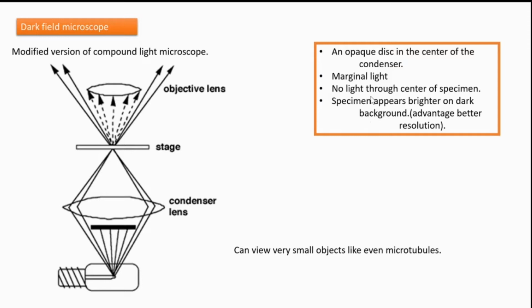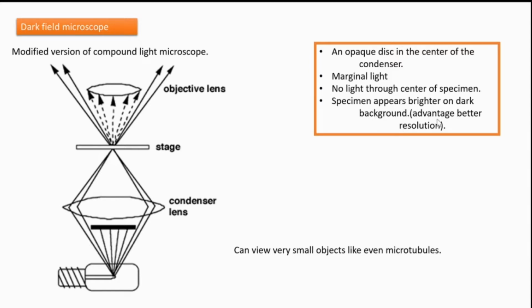So these are the points you need to stress while studying dark field microscope. Presence of an opaque disc in the center of the condenser, then from the condenser a hollow cone of light is falling on the specimen placed on the stage, and from the specimen only marginal light is flowing to the objective lens. No light is flowing through the center of the specimen. So in the final image, the specimen appears brighter on a dark background.